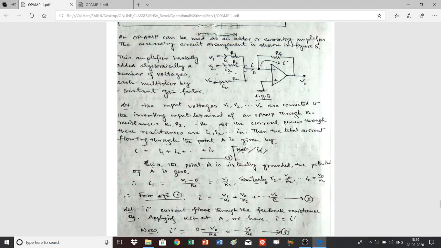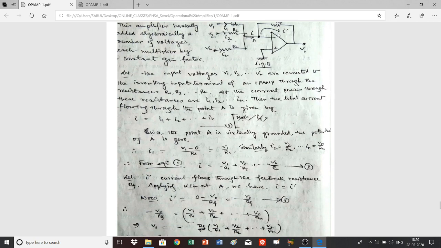Now to calculate the value of I, you have to calculate the values of I1, I2, etc. What is I1? I1 is equal to the voltage difference between this voltage and this voltage, that means V1 minus the potential of the point A, that is nothing but 0. So V1 minus 0 by R1, that is equal to V1 by R1. Similarly, you can find the values of I2, I3, etc. I2 is equal to V2 by R2, and In will be Vn by Rn. So I will be V1 by R1, V2 by R2, up to Vn by Rn.